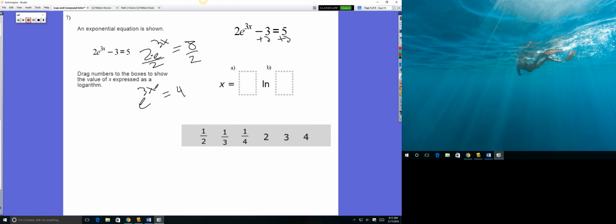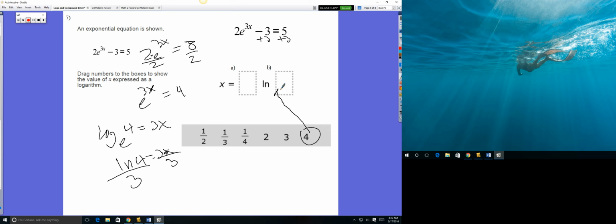Only way you can ditch the 3 and the e is to log. So change to a log. Log in base e of 4 equals 3x. Log in base e is the same thing as ln, so you got ln of 4 equals 3x. Ditch the 3, divide 3, divide 3. So ln 4 divided by 3 is the same thing as 1/3 times ln of 4. So timesing by a fraction or dividing by 3, that's the same thing. So 1/3 is going to go there.